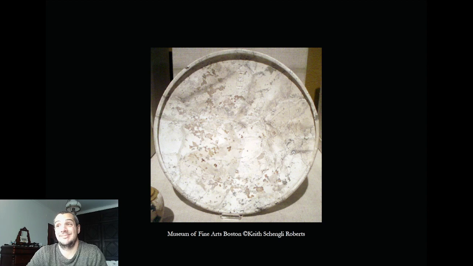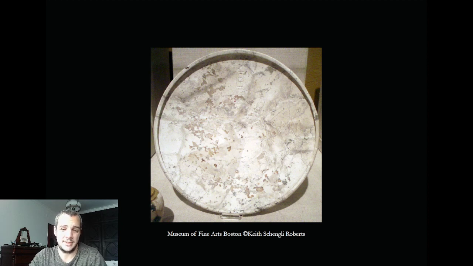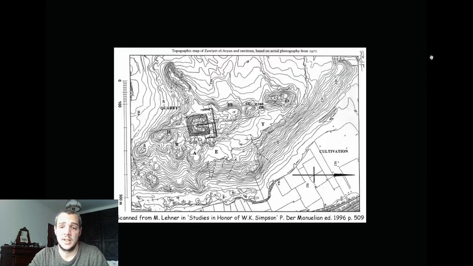Now, why would you date a pyramid based on an artifact found in a mastaba 200 meters away? Well, this is one of the cases where architecture is more powerful than actual findings, because the architecture of the pyramid tells us a lot about the belonging of the pyramid to a certain period.